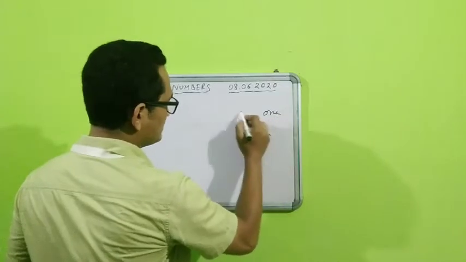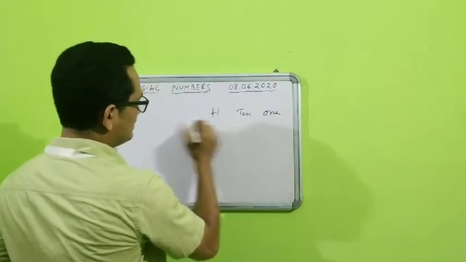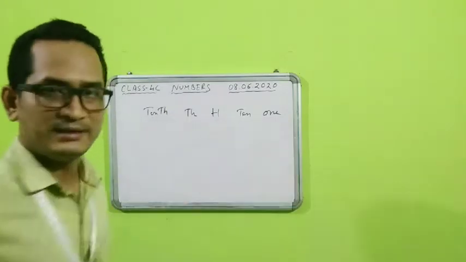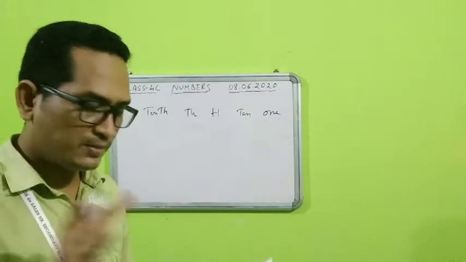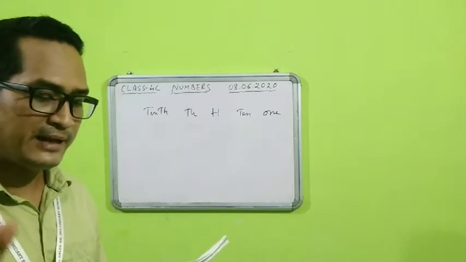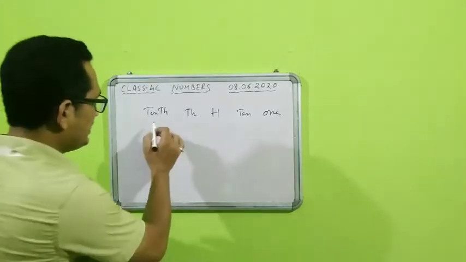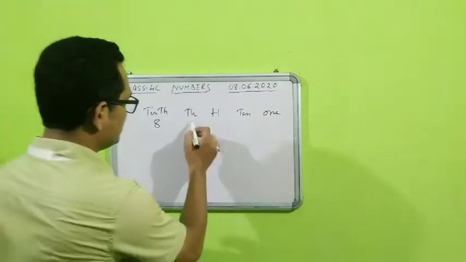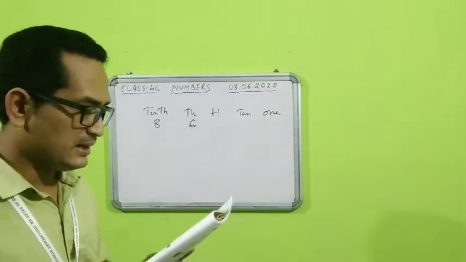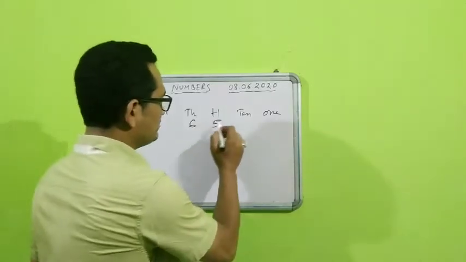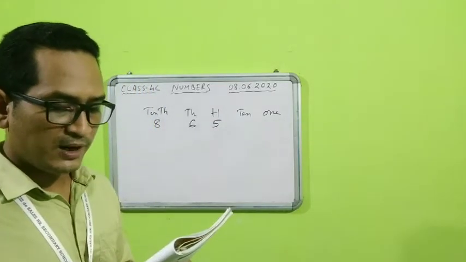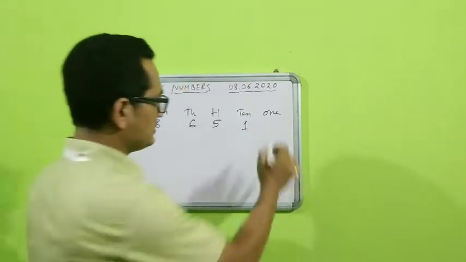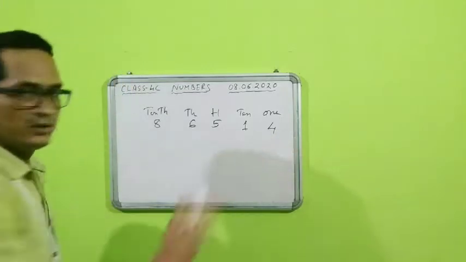Say this is the 1s place, this is 10s, this is 100, this is 1,000 and this is 10,000. Suppose you have written all this. Now let us go by how they have said. Form a number with 8 in the 10,000s place. You put 8 in the 10,000s place. Then they say 6 in the 1,000s place. 6 you put here in the 1,000s place. 5 in the 100s place, 5 will come here. Then 1 will be in the 10s place, 1 will be here. And 4 in the 1s place, so 4 here. Now you see, you got the whole number.